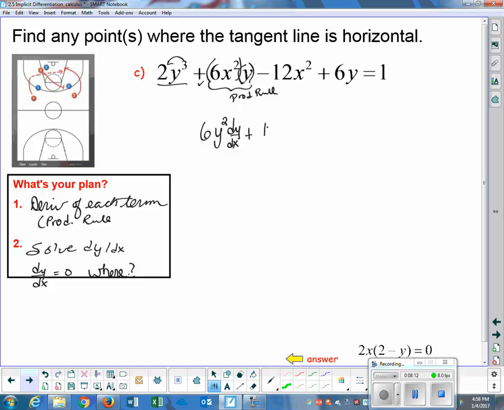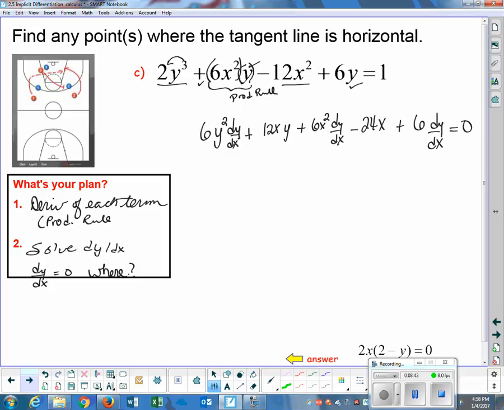6x squared, that'll be a 12xy, derivative of the first times the second, plus derivative of the second times the first. My first I'll write down as 6x squared, and now I get to take the derivative of y, which is dy dx. Minus derivative of the next term, that's a nice easy one, 24x, plus derivative of the 6y becomes 6 dy dx. All equals 0.